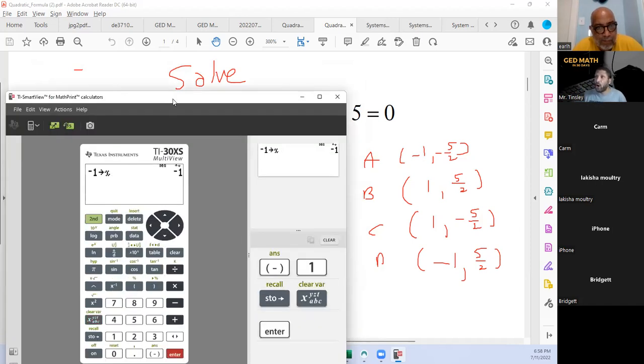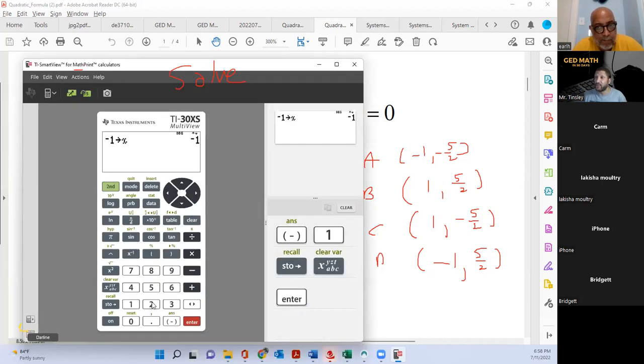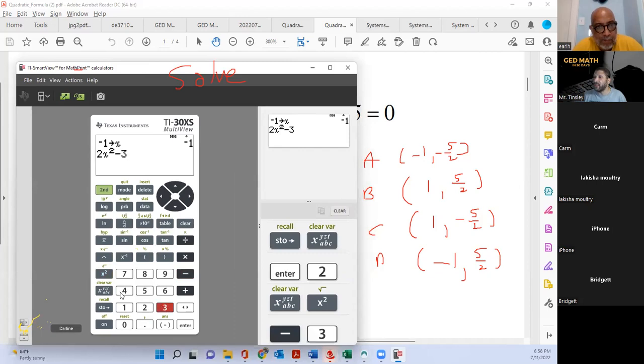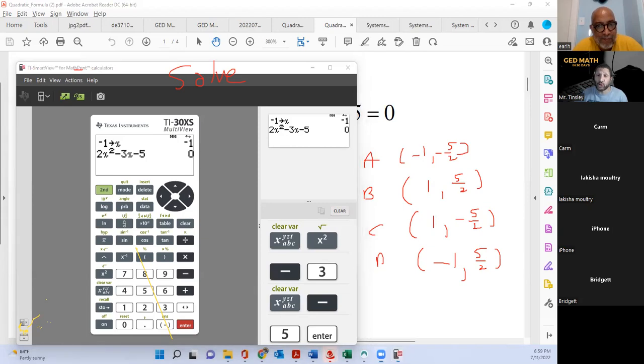And then we're going to plug our quadratic equation in. 2x squared minus 3x minus 5. And somebody just wrote on my screen. Who did that? I'm going to hit enter. Did I get 0? Yes. So what do I know? I know -1 is a solution. So what two multiple choices can I get rid of? B and C. Boom, boom. So I know the answer is A or D right now.